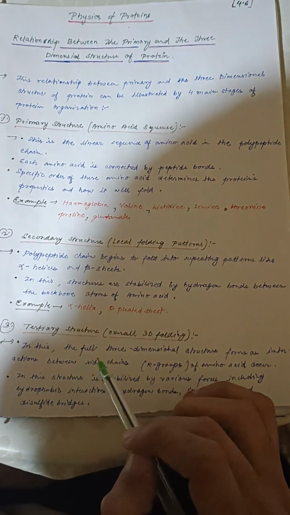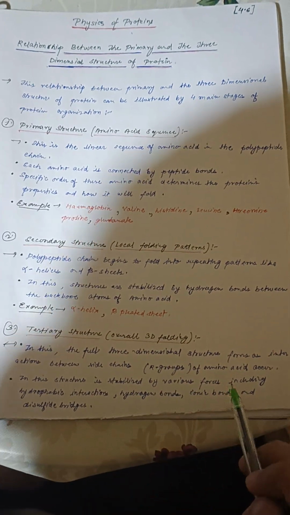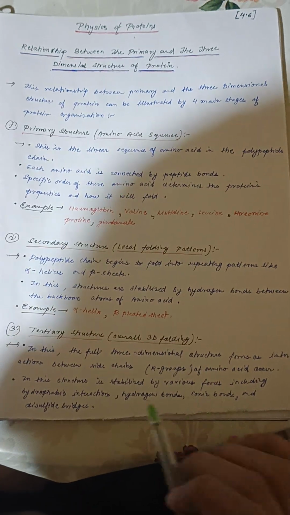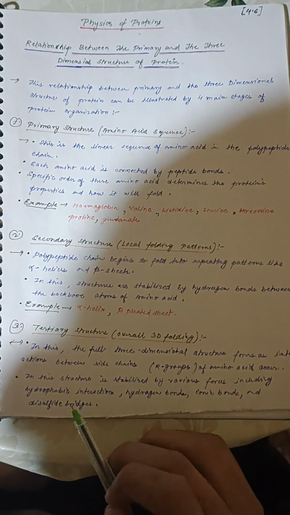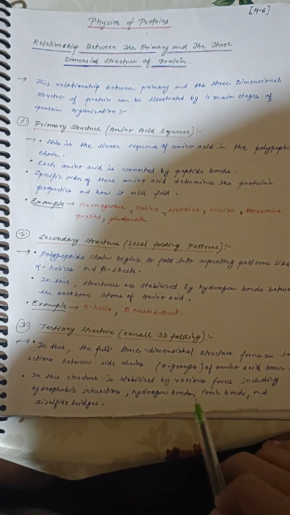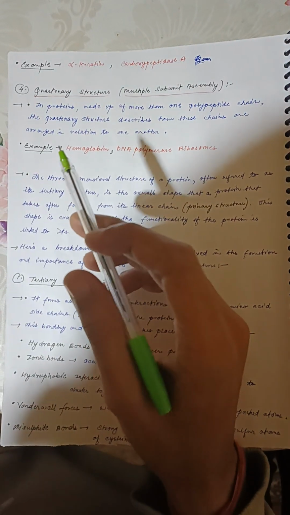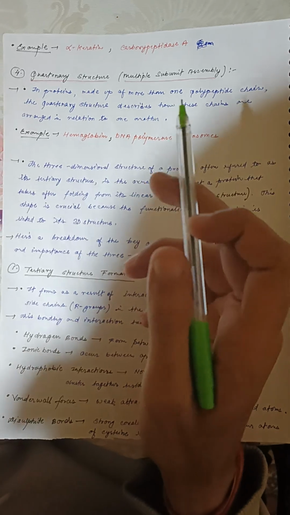Third one is tertiary structure. In this, the full three-dimensional structure forms and interactions between side chains of amino acids occur. This structure is stabilized by various forces including hydrophobic interactions, hydrogen bonds, ionic bonds, and disulfide bridges. Examples of tertiary structures are alpha keratin and carboxypeptidase A.